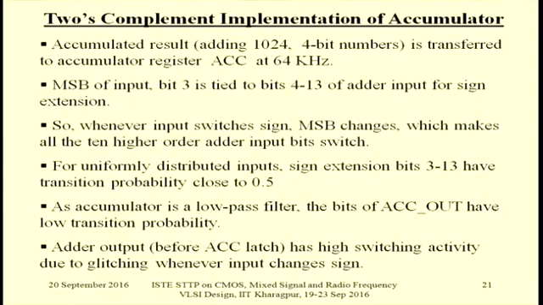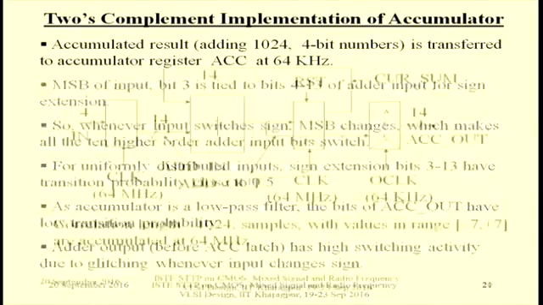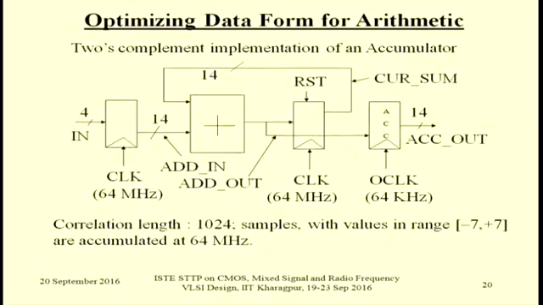And the accumulator, however, is a low pass filter. As you think of the low pass filter operation, it is always a constant continuous summation. Okay, the difference happens for a high pass filter. So as a low pass filter, the accumulator's transition probability is much less. But the adder output, this adder, here you will have a lot of switching activity. Okay, whenever the input is changing from positive to negative, right?